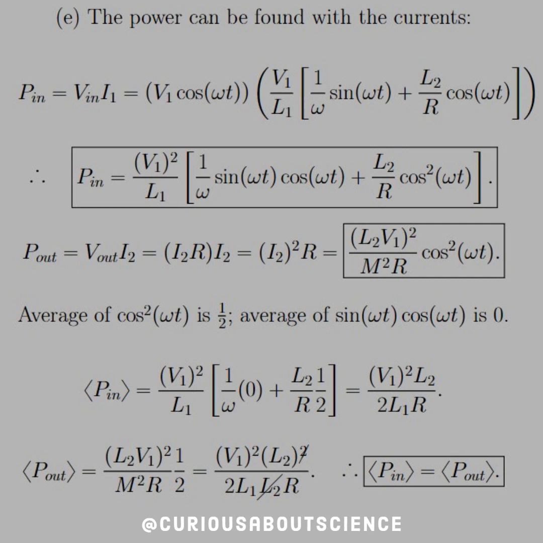So the average of P in, we can just plug in a 0 or 1/2 accordingly, is equal to V1 squared L2 over 2 L1 R. P out, similarly, cosine squared goes to 1/2. So plug that in. You see in the M squared, we can substitute in what we found earlier, which was L1 L2, and a factor of L2 cancels. And thus what we see is that the average of P in over a cycle is equal to the average of P out. That's actually a really good thing to see.